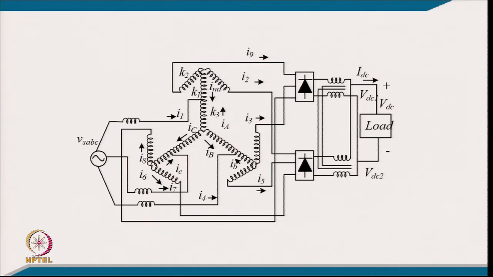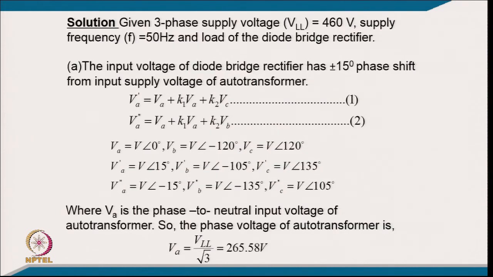So that is the typical connection, you can call it an umbrella kind of connection. You are making a tapping for giving the input supply, then you are raising the voltage, and then you are having a plus minus 15 degree phase shift for getting a 12 pulse converter. This is typically your interface transformer, and the load is connected.